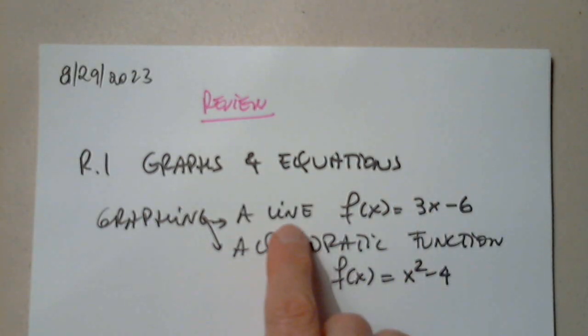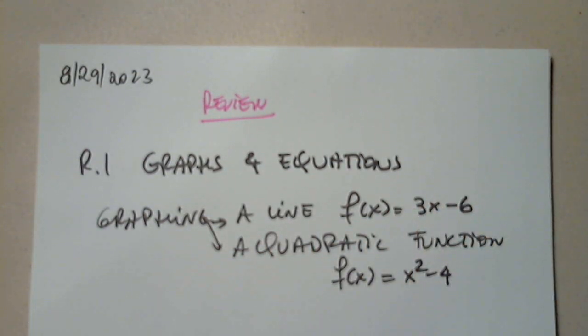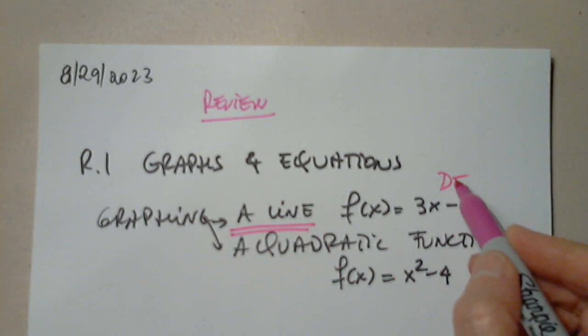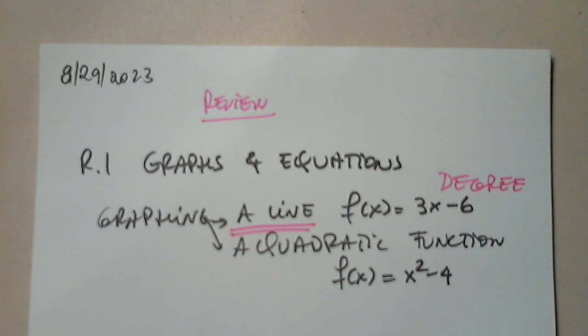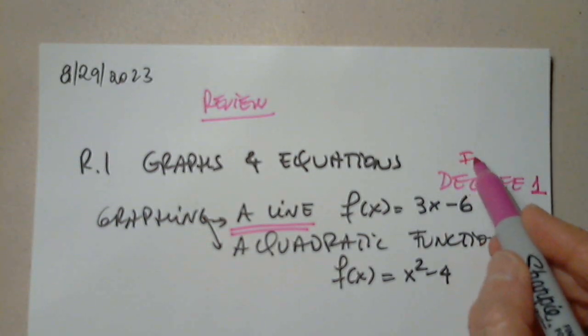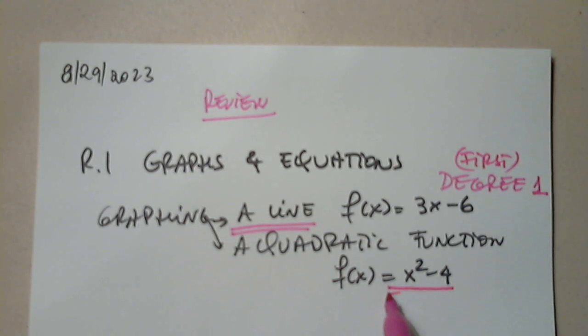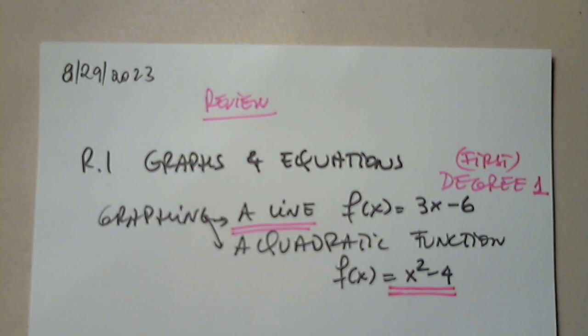So a line looks like 3x minus 6. When we talk about a line, what is the degree of this function? The degree of a line. First degree? Yes, degree 1 or first degree. Perfect. What about the quadratic function? What will be the degree of this? Two. Yes, indeed, degree 2.